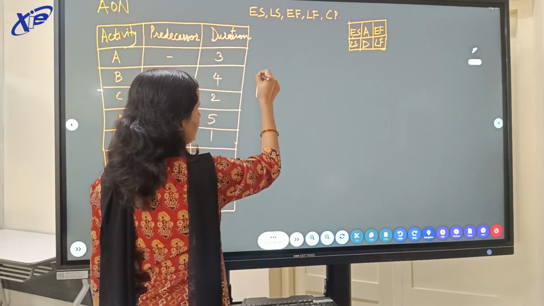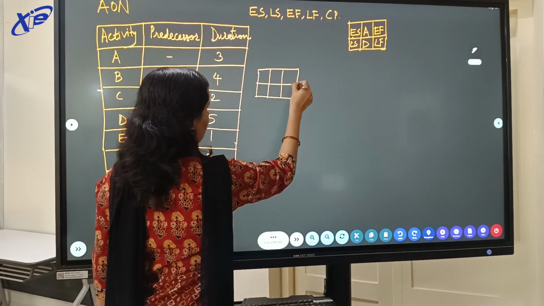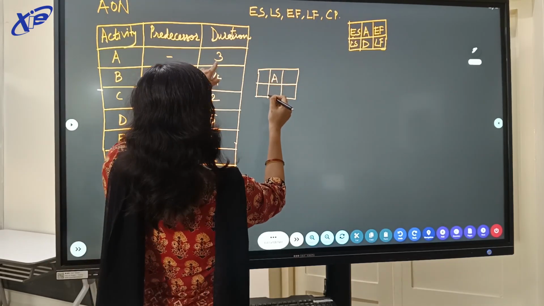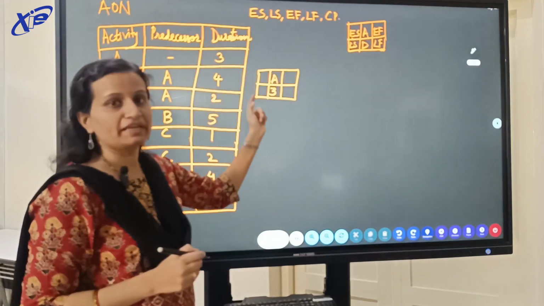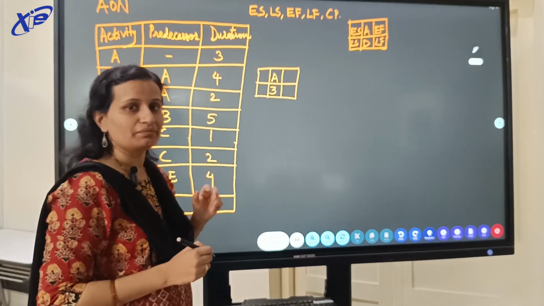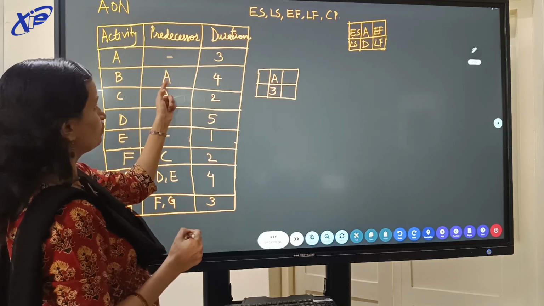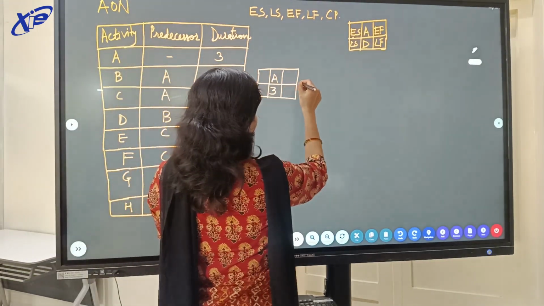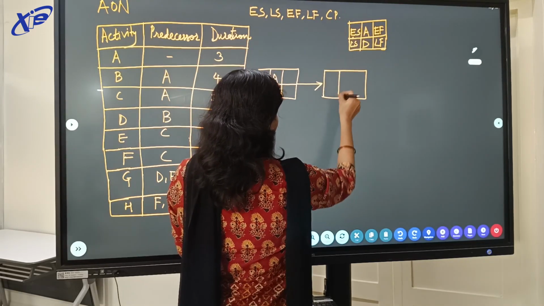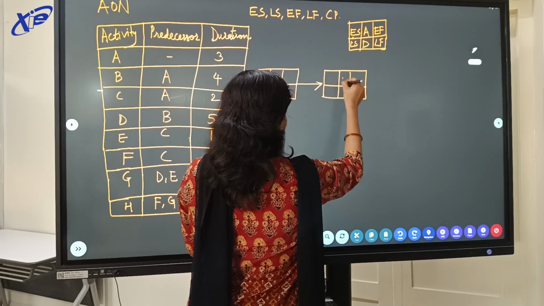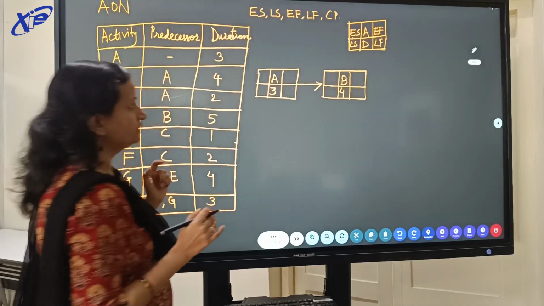Representing the first activity A, specifying the duration 3. We will not fill in the values currently because we will be finding these values using the forward pass and backward pass. Then we want to draw activity B such that A has already been completed. So we will draw activity B with a duration of 4.